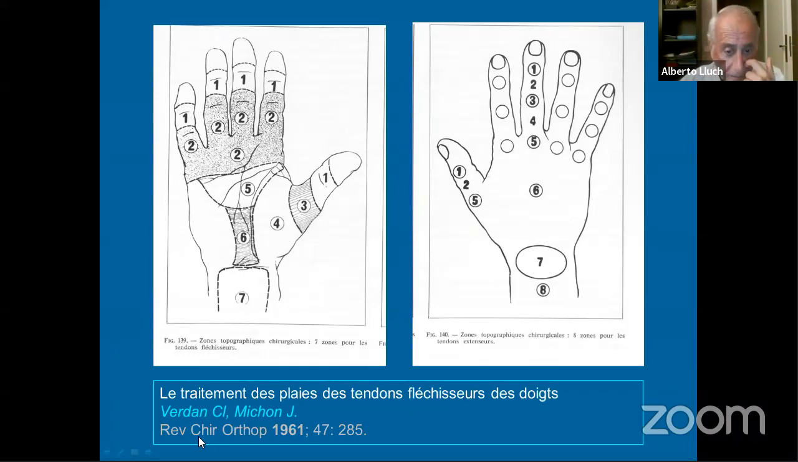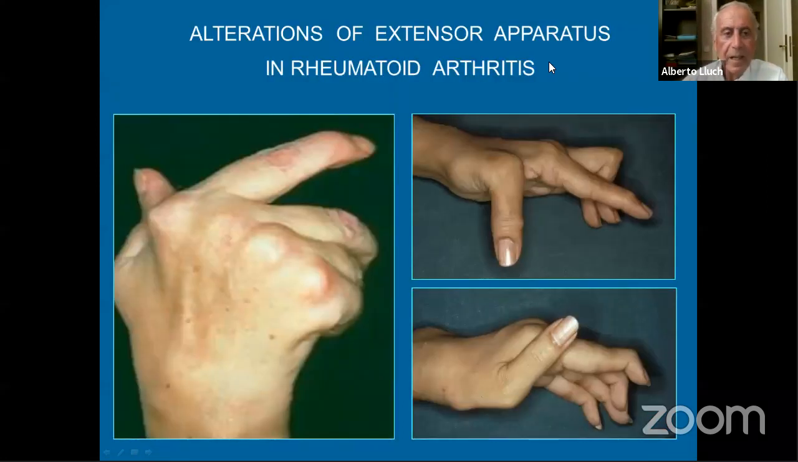And probably the explanation is that Claude Verdan and Jacques Michon in 1961 decided to do it this way. I don't know. The French are always a little special, but no, I don't want to offend them. And the reason is that first they did it with flexor tendons, and then they continued with extensor tendons.